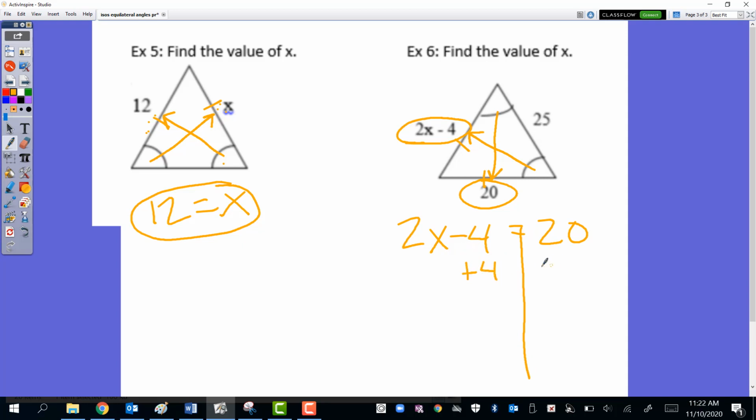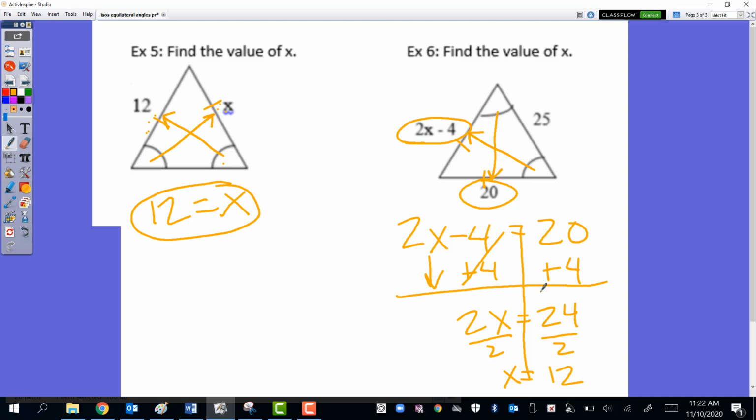So I'm adding 4 to the other side. Drop down 2x. 20 plus 4 is 24. Divided by 2 is 12. And it just said solve for x, so I'm done.